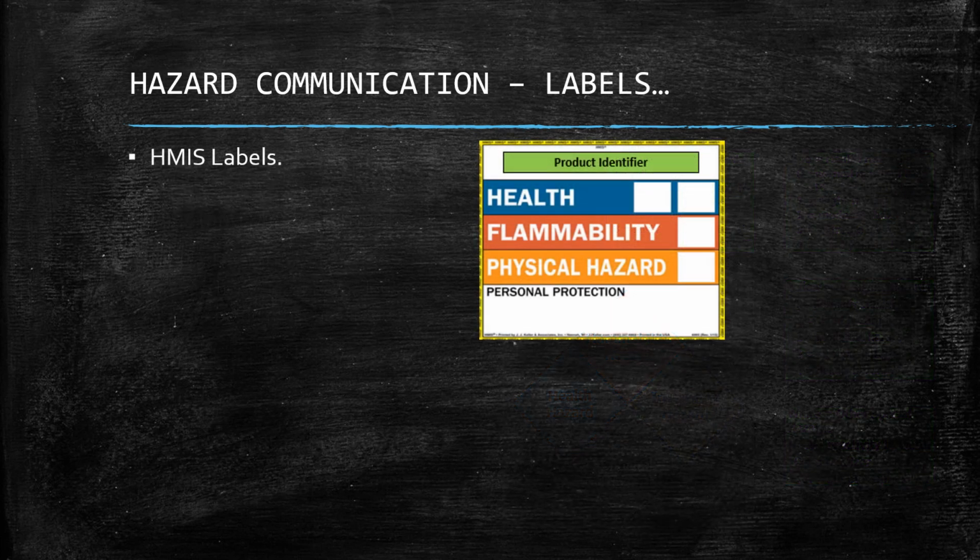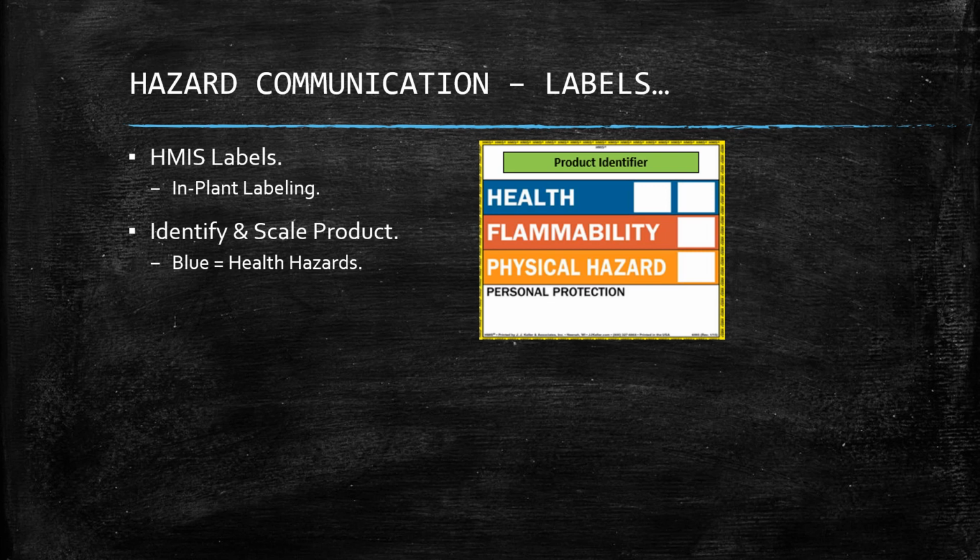The Hazardous Materials Information System, HMIS, was developed by the American Coatings Association to support in-plant labeling compliance with the Hazard Communication Standard. The top space of the label is to identify the product. This label also includes color-coded bars and a numerical scale of 0 to 4 like the NFPA label.